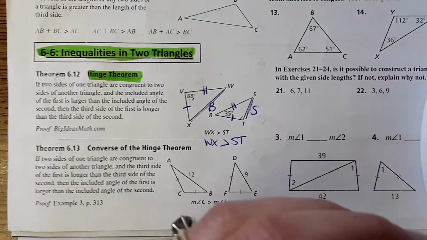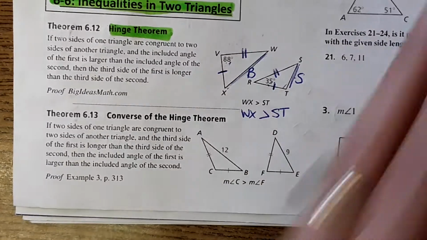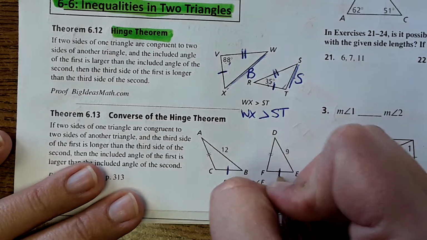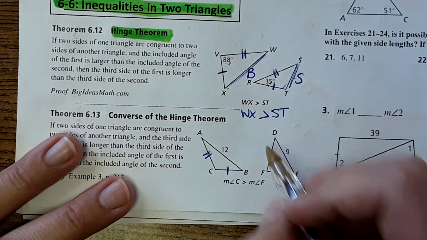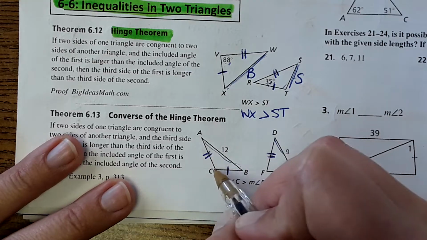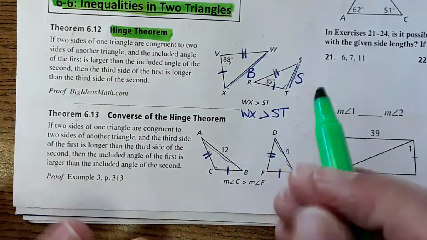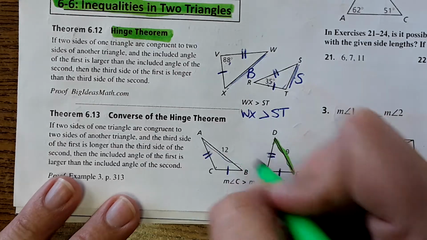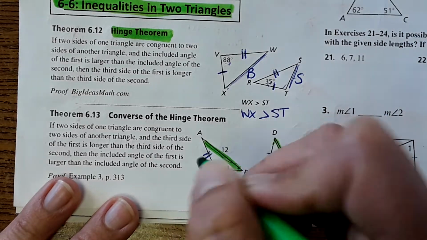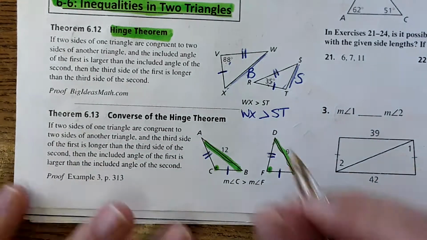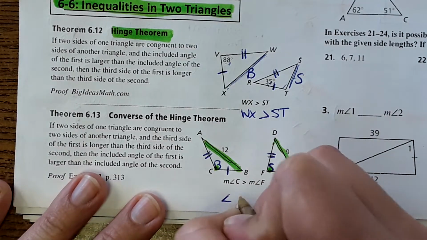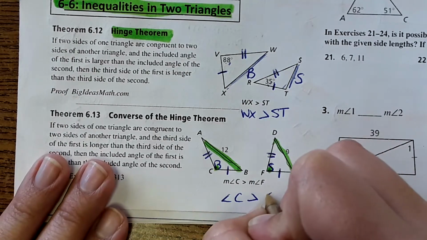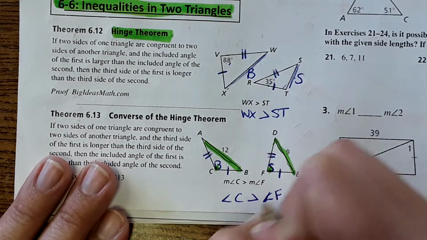Okay, and then the second theorem is the converse of that. Again, if you have two congruent sides, so if this side is congruent to this one and this side is congruent to this one, then you can use this side length to compare these angles. So this side length corresponds with this angle, this side length corresponds with this one, so therefore this would be a smaller angle and this would be a bigger one. So we can say that angle C is greater than angle F.